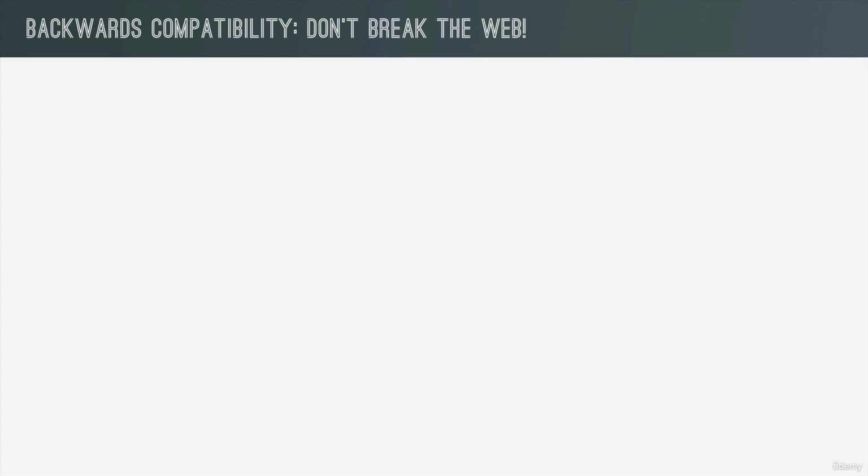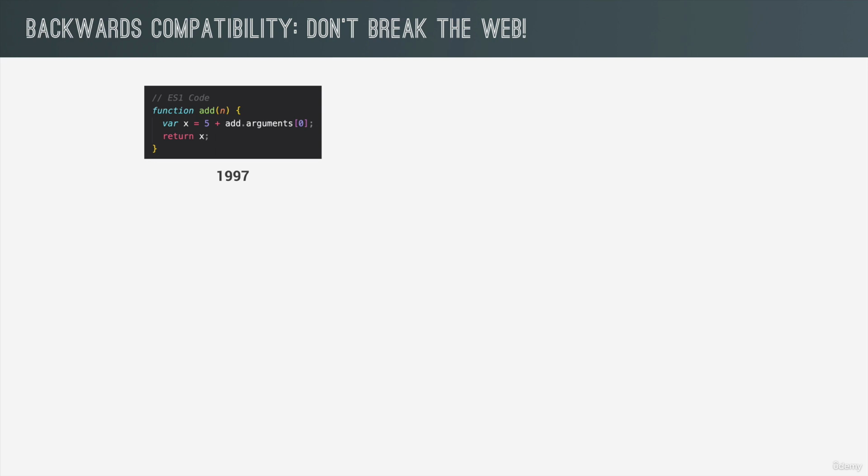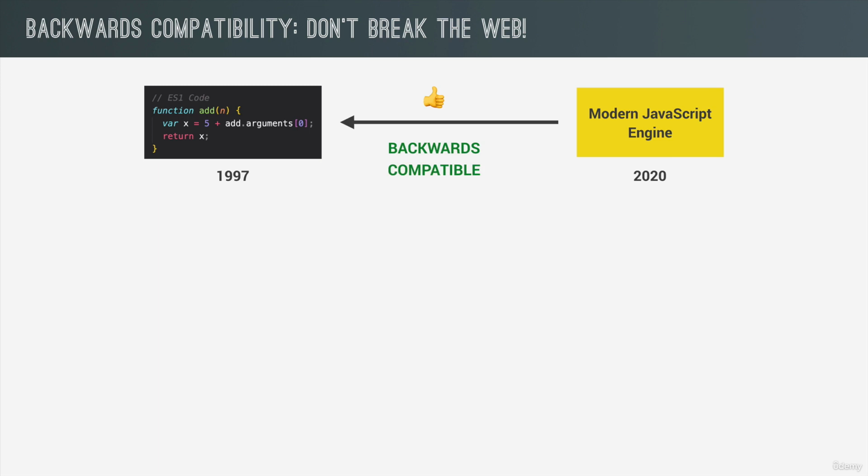So what does that actually mean? Well, basically it means that if you were to take some JavaScript code written back in 1997 and put it in a modern browser with a modern JavaScript engine today, it would still work just the same. So again, the JavaScript engine that's in our browsers today is able to understand old code written 25 years ago without having to rely on version numbers or anything like that.